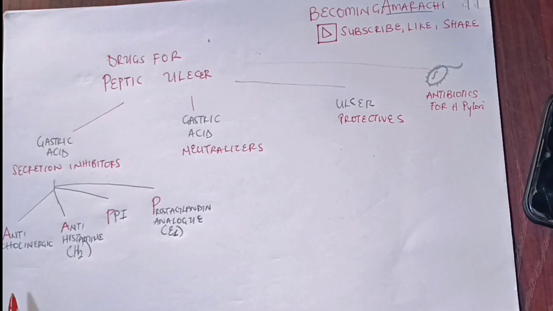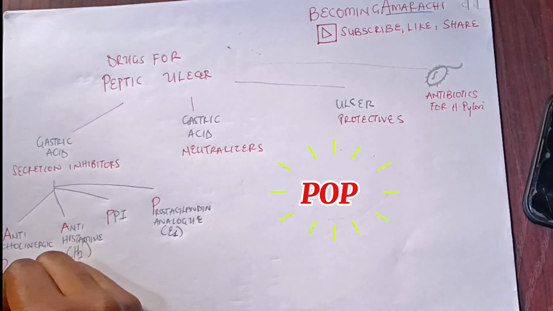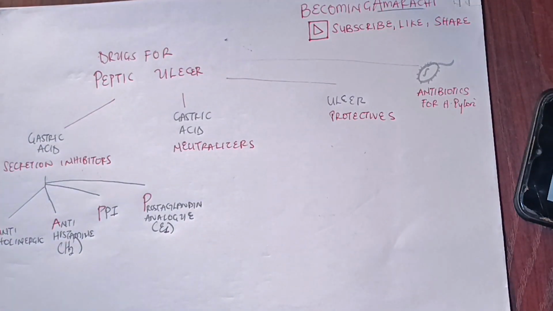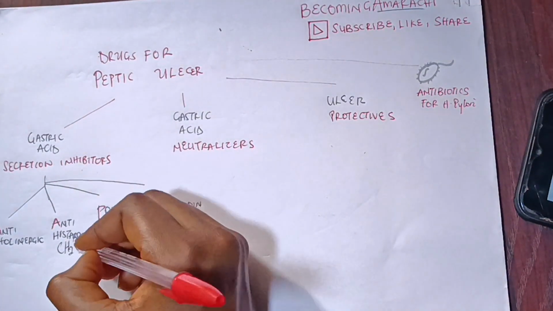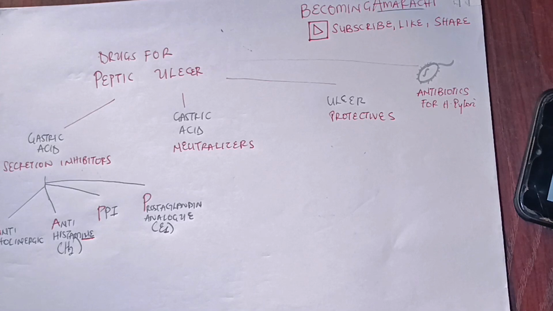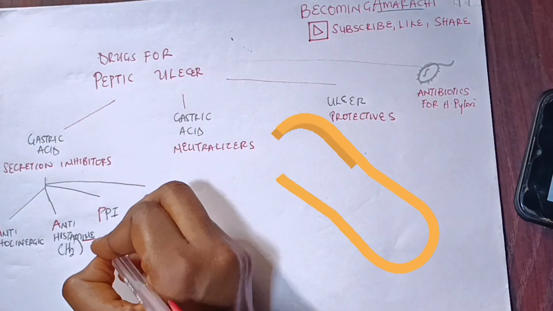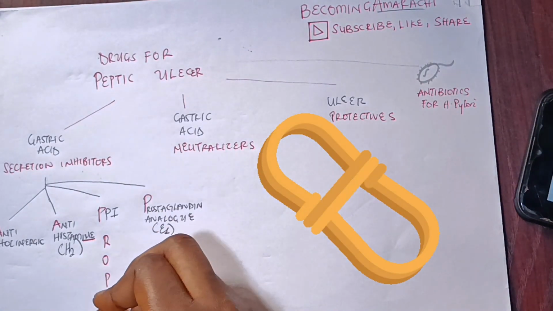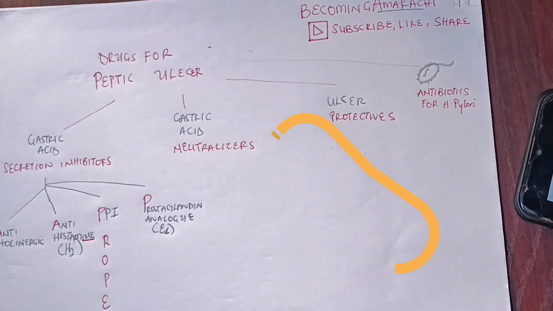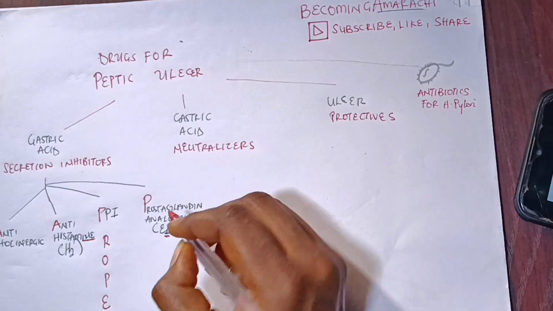Now, for the anticholinergic, if you remember our anticholinergic series, remember POP, just like a pop, it pops. Now, the antihistamine, you have to take note of the INE, because in pharmacology you could also use the endings to know how the name of the drug will sound. We're going to use INE in this case. And then for the proton pump inhibitors, I want you to remember ROPE. So the mnemonic is going to be ROPE for PPIs.